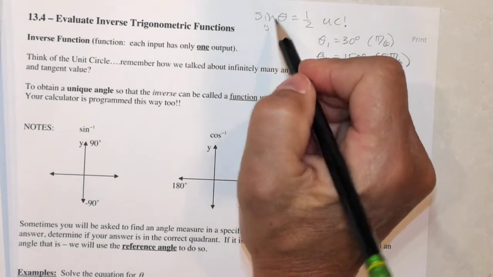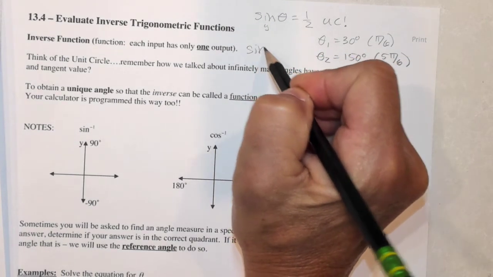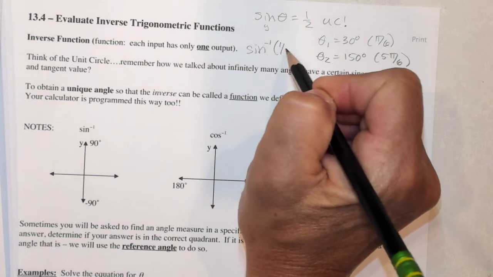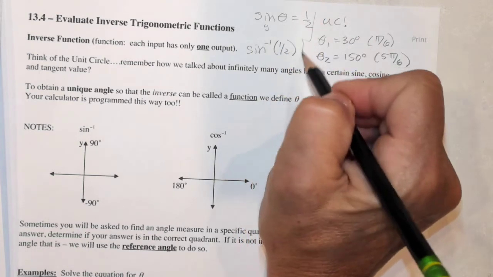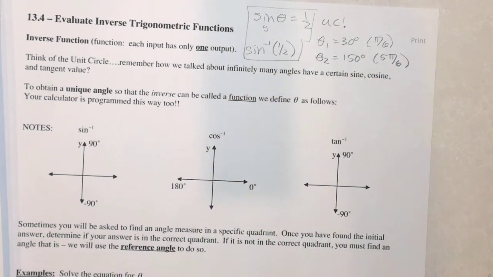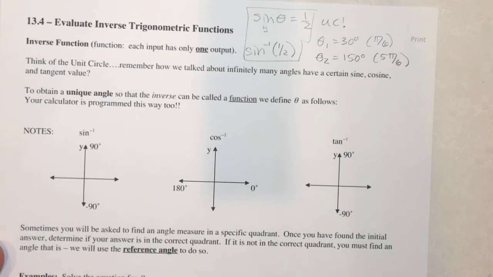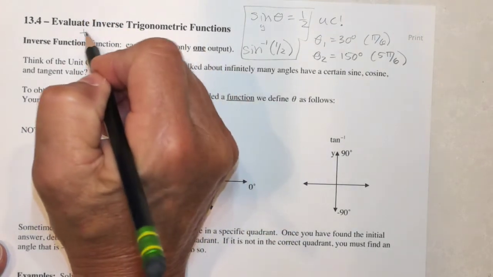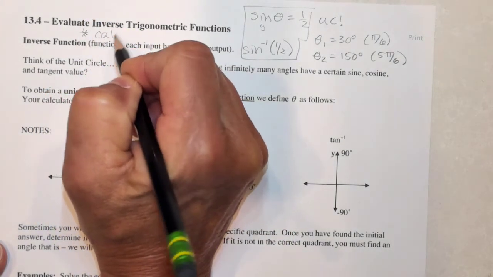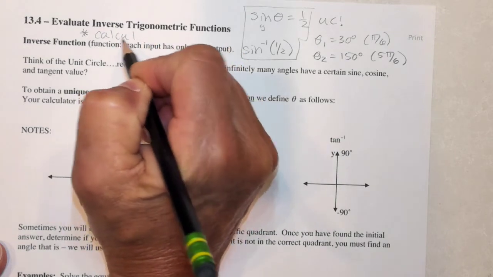So another way to write that question is to write it as sine inverse of 1/2. These two things mean the same. They're both asking you what angle has a y value of 1/2 in that case. So what we're going to be doing now is evaluating those same trig functions, except we're going to be doing them on the calculator.